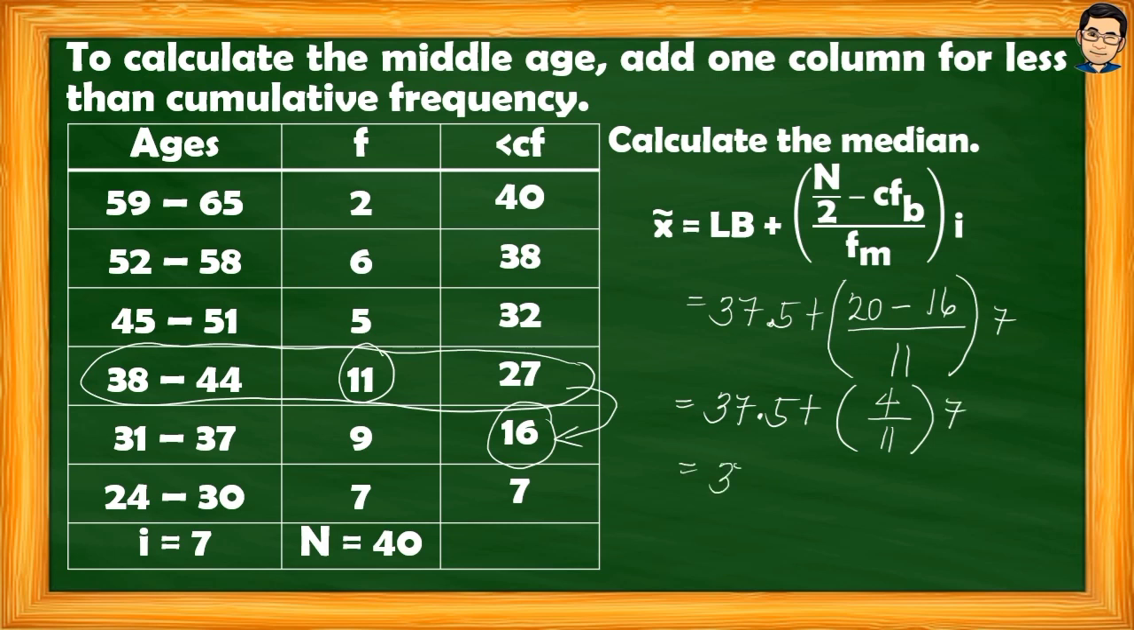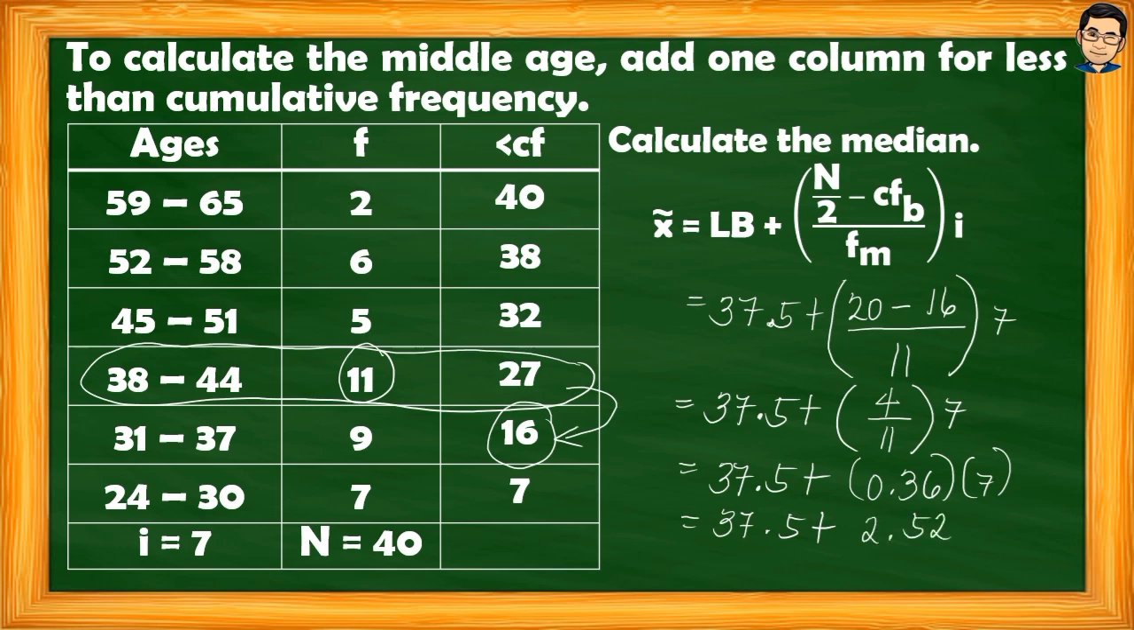Next, 37.5 plus, so yung nasa loob ng parenthesis, yung 4 over 11, i-divide lang po natin yon. So, 4 divided by 11, ang makukuha nating value is 0.363636. Ibig sabihin, repeating digits yung 36. So, sulat lang natin as 0.36 lang times 7. Next, 37.5 plus the product of 0.36 and 7, and that is 2.52.